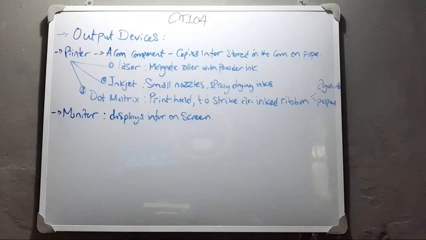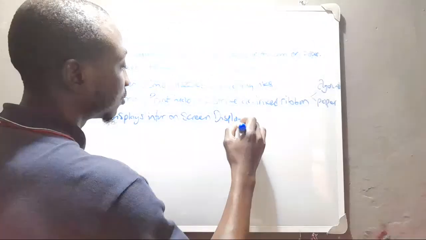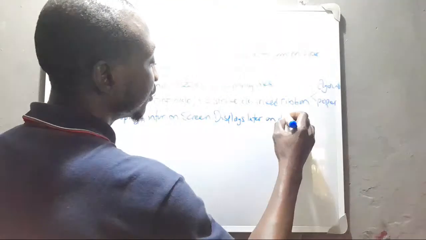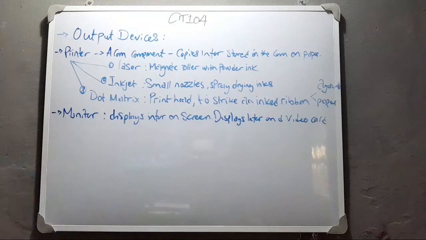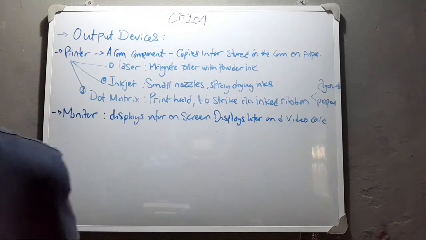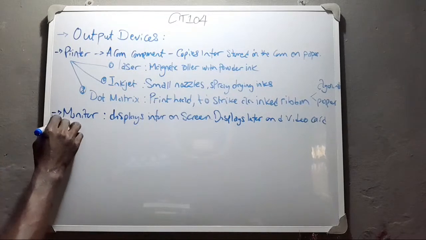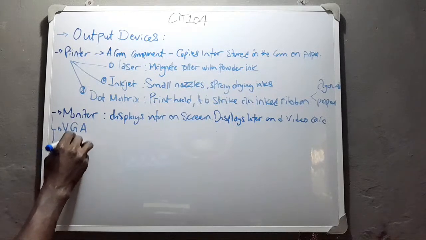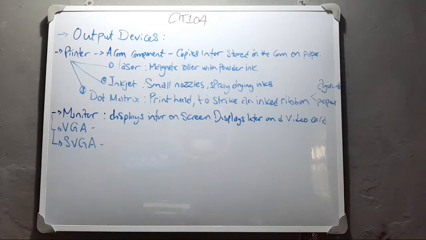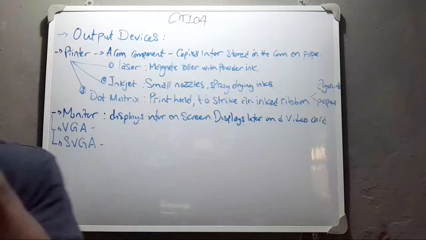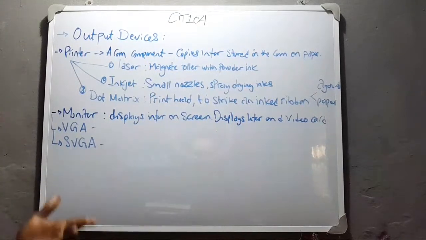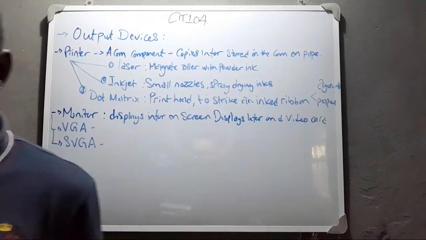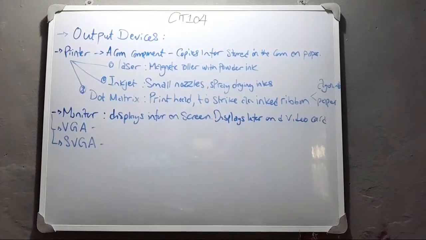So we have the monitor displays info on the video card. Now we have these types of monitors: the VGA and the SVGA. Both of these terms generally refer to how many dots or pixels in each direction the monitor can display. The VGA does 640 times 480 by width and height.